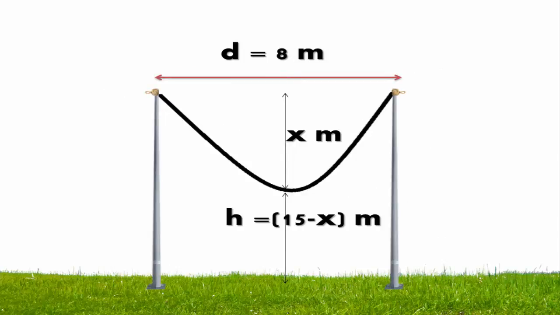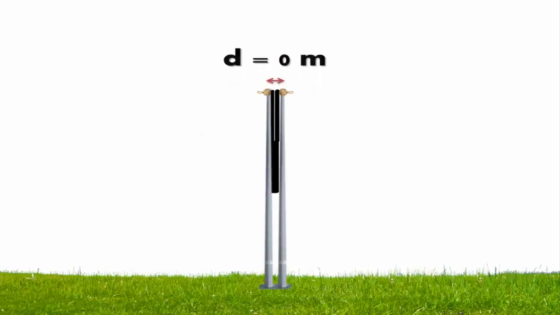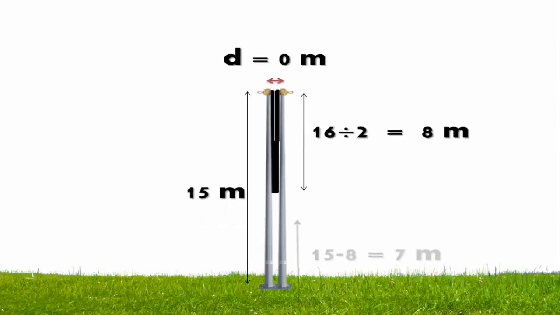And if we bring the two poles very close to each other such that the distance between them is 0, then we see the cable is exactly divided into two halves. So if the length of the cable is 16 meters, the apparent length is 16 divided by 2, that is 8 meters. And the height is 15 minus 8, that is equal to 7 meters.